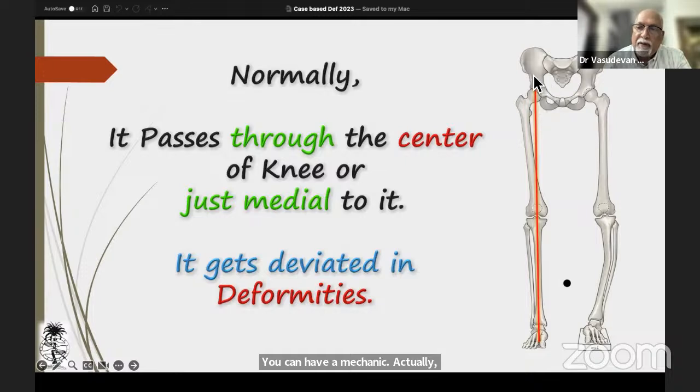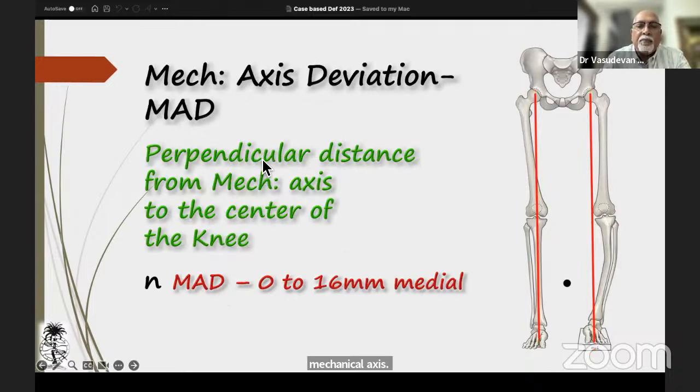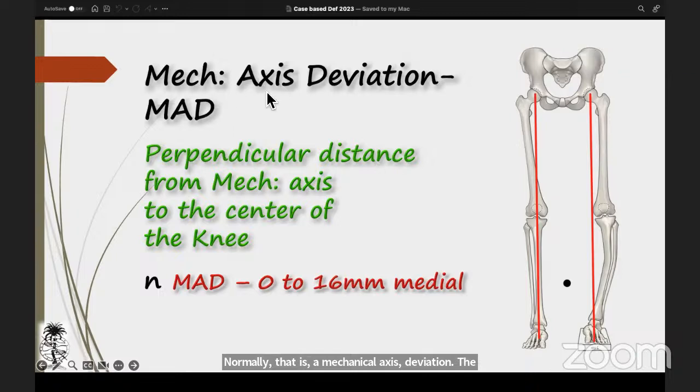For example, in a coxa vara, sometimes you may not see a mechanical axis deviation. Normally, that is a mechanical axis deviation. The mechanical axis deviation or MAD is a perpendicular distance. How do you measure that?